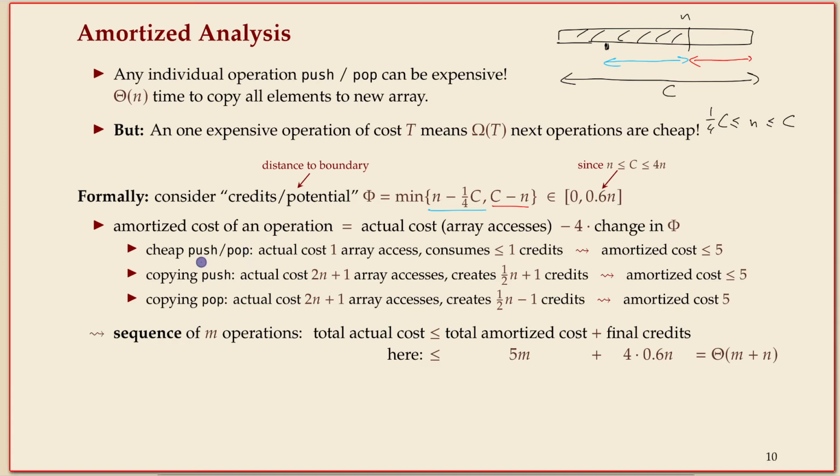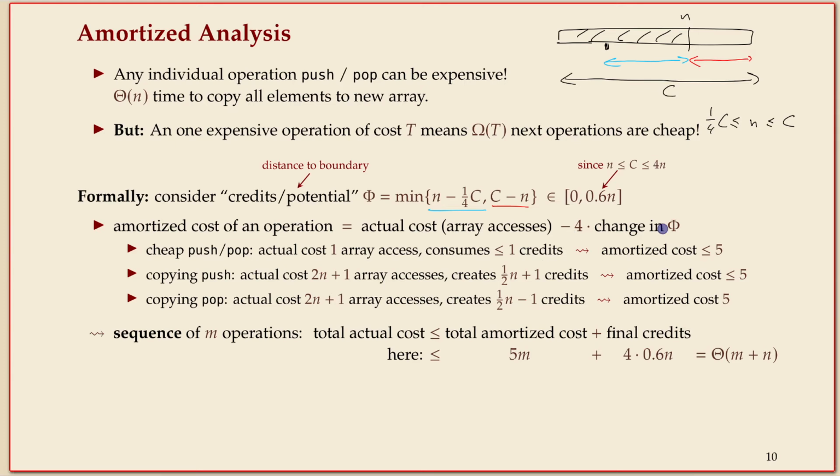So for push and pop, we have two different cases. If they're cheap, then the actual cost is one array access. So that's what I said here. Let's count the number of accesses to the array. That counts both reading, writing, and copying. So we kind of lump that together. The actual cost is one access, and if we increase the potential, we lose at most 1 credit. It's minus the change in potential.